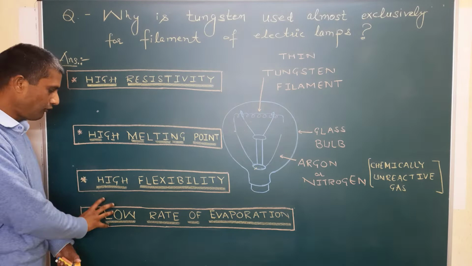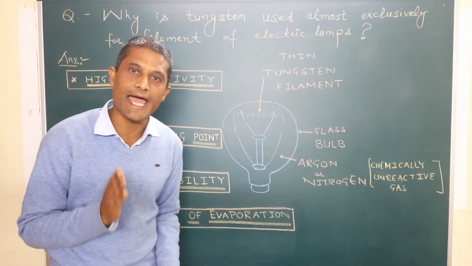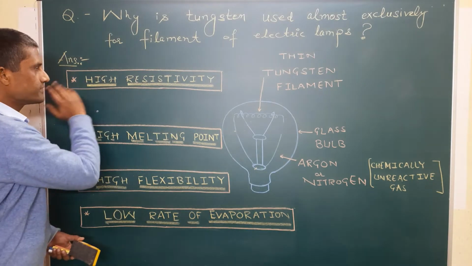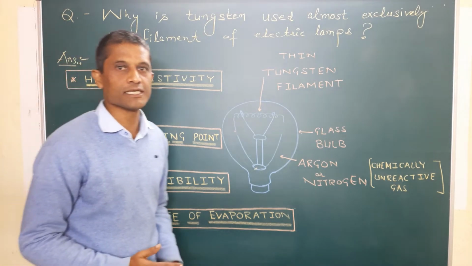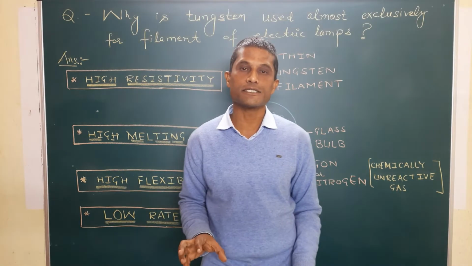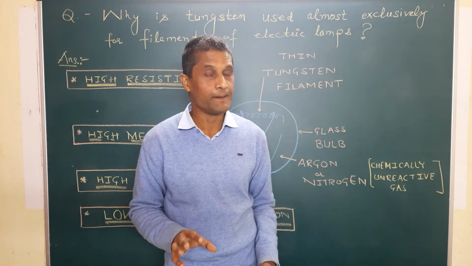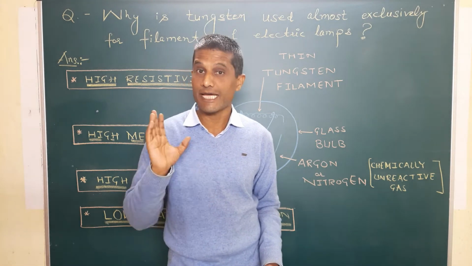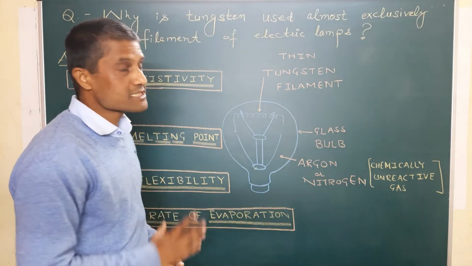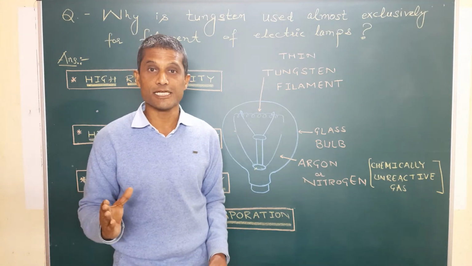I have just put up four major properties which make it the best choice as far as the filament of an electric bulb is concerned. So first is the high resistivity. As you have learnt in one of my videos, the heating effect of electric current plays a major role in the working of an electric bulb having a tungsten filament, and in that very video it has been explained that tungsten has high resistivity, so it has high resistance.